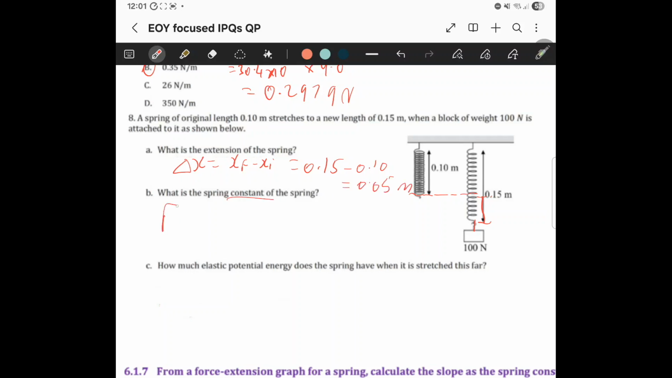Constant, F equals negative kx. And I want to find the constant, so I'm going to rearrange this time. K equals F over x. Let's go ahead and do it. F over x, what is the value for the F? That is 100. And the displacement was 0.05. Putting that into your calculator, hopefully, 2,000 newtons per meter.